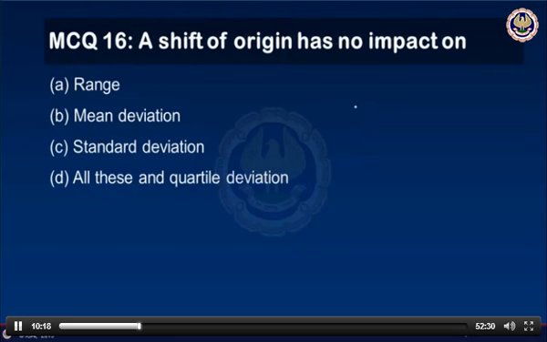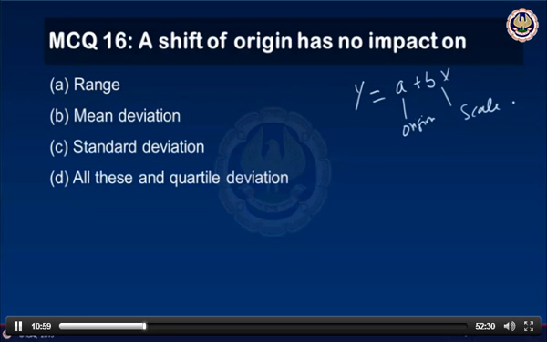Next, MCQ 16. A shift of origin has no impact on: option A, range, option B, mean deviation, option C, standard deviation, option D, all these and quartile deviation. Already we have discussed the properties of range, mean deviation, standard deviation and quartile deviation. Y equal to A plus Bx is a linear relation between y and x. Here A is called the origin and B is called the scale.